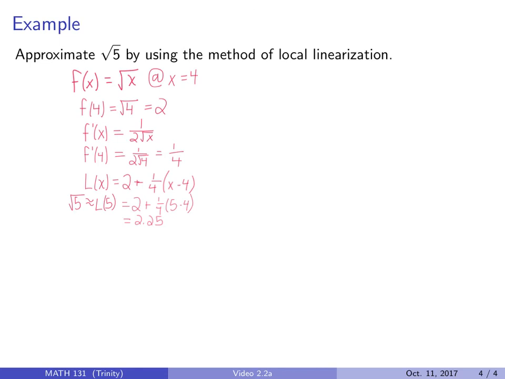If you plug this into your calculator, the square root of 5 comes out to be about 2.236. So we're pretty close by using the tangent line rather than plugging x equals 5 into the actual function. Using the tangent line still gives us a good approximation, and it's much simpler calculations. So that's how you can use the tangent line as an approximation for your function f of x.